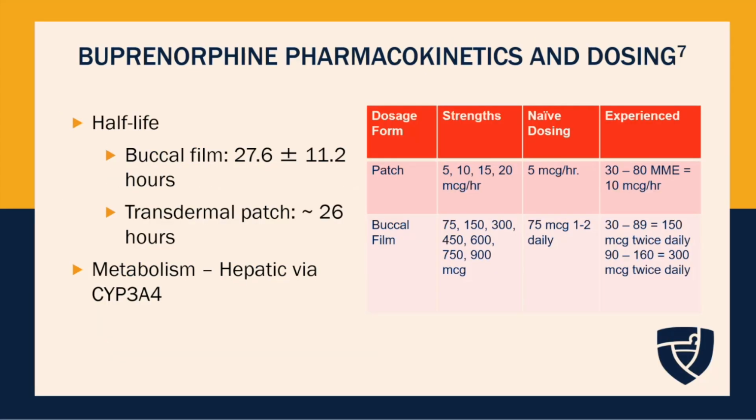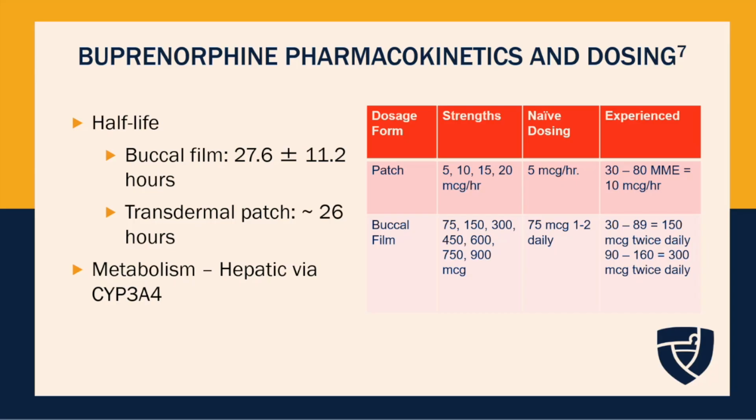For pharmacokinetics and dosing of buprenorphine, we have a pretty long half-life of both the buccal film and the transdermal patch with buprenorphine. So it's generally a chronic medication when used in the outpatient setting for pain. For the buccal film, it's generally dosed daily or twice daily, and it takes about 3 days to reach steady state with the transdermal patch. It's metabolized hepatically via CYP3A4, so you do have some risk of drug interactions.